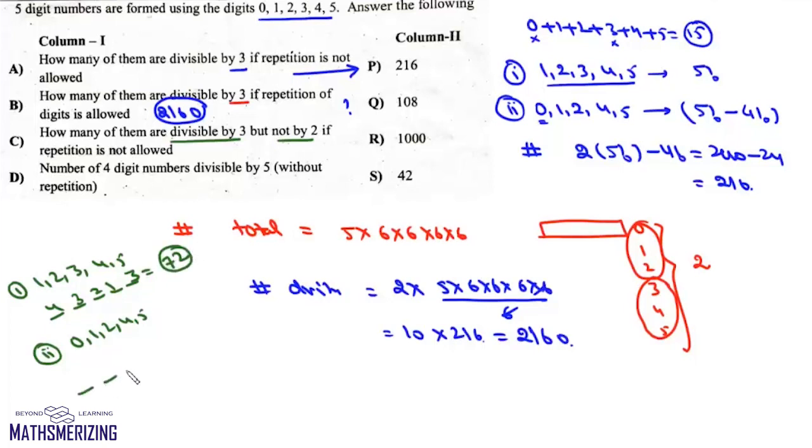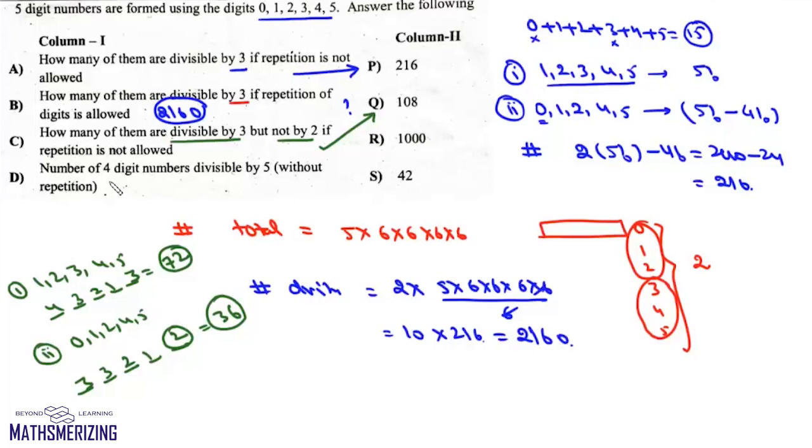And here also it should not be an even number. So for the last place we have 2 options. For the first place we have 3 options, and then it will be 3 into 2 into 1. So it will be 9 into 4, which is 36. So it will be 72 plus 36, and that is 108. So this C matches with Q.